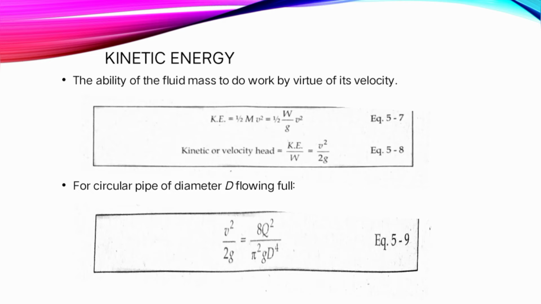The formulas for kinetic energy are given below in equation 7 and equation 8. And for a circular pipe of diameter d flowing full, the equation is given in equation 9.